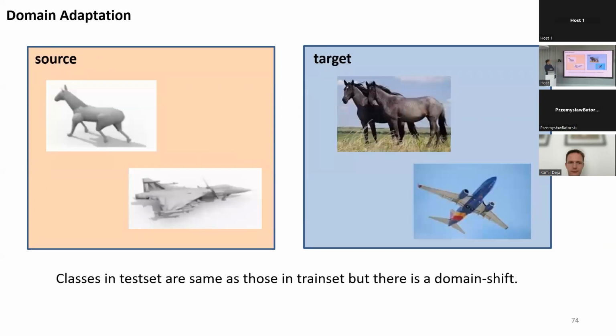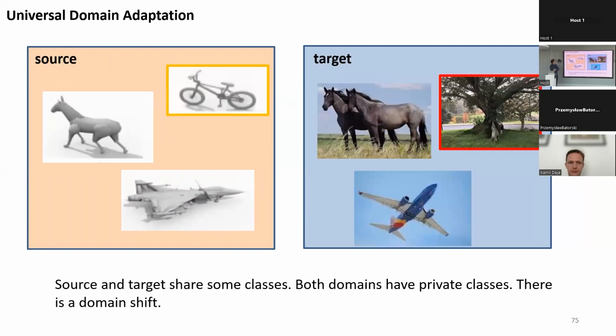Domain adaptation, as we saw, has this domain shift between the domains. And what we could call universal domain adaptation, maybe the most difficult setting, is where you have some classes in the train set which might not be in the test set. And you have some classes in the test set which are not in the train set. And on top you have a shift between the two domains.